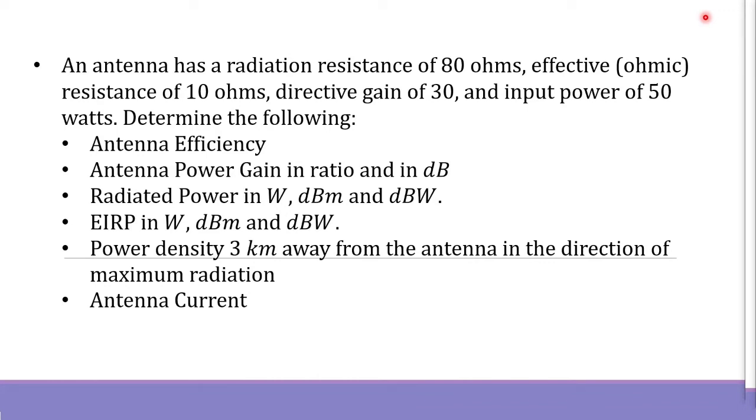In our subject of transmission media and antenna system under the topic of antenna. So this is the question. An antenna has a radiation resistance of 80 ohms, effective resistance of 10 ohms, and directive gain of 30, and input power of 50 watts. So we will be determining the six following one by one.